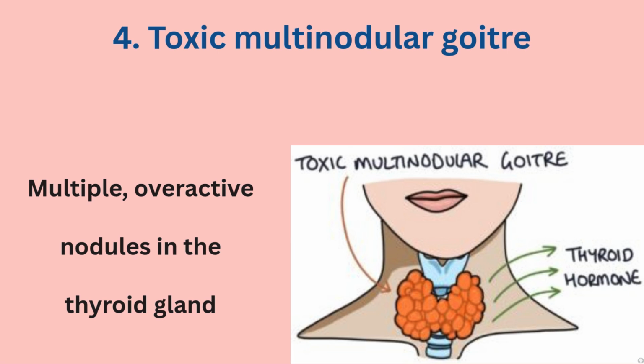The last letter and the last cause is T. T stands for toxic multinodular goiter. So it is the opposite of the previous one. Previously we had a single nodule. Here you have multiple nodules that are wrapped around your thyroid gland, leading to excess thyroid hormone production.